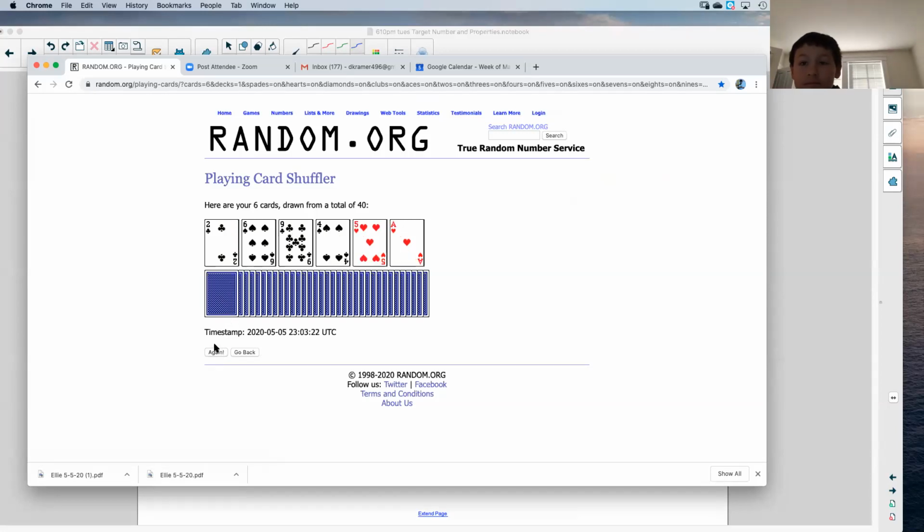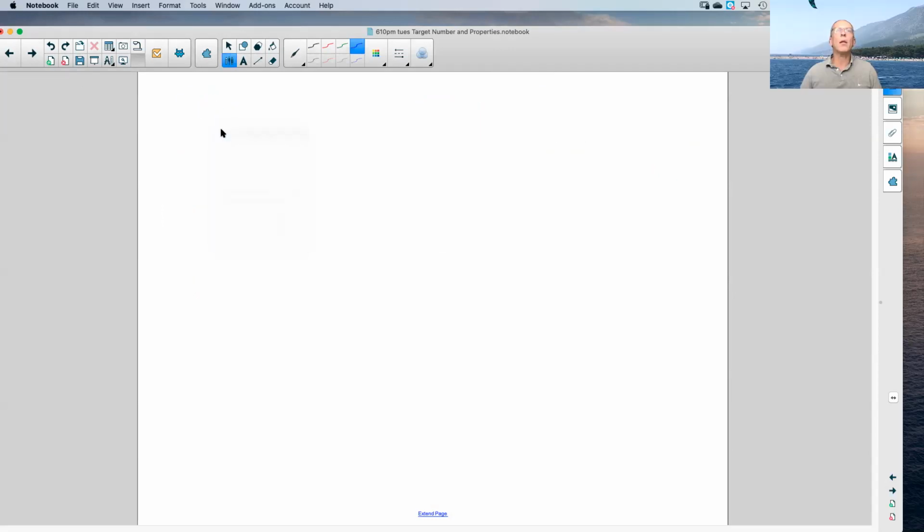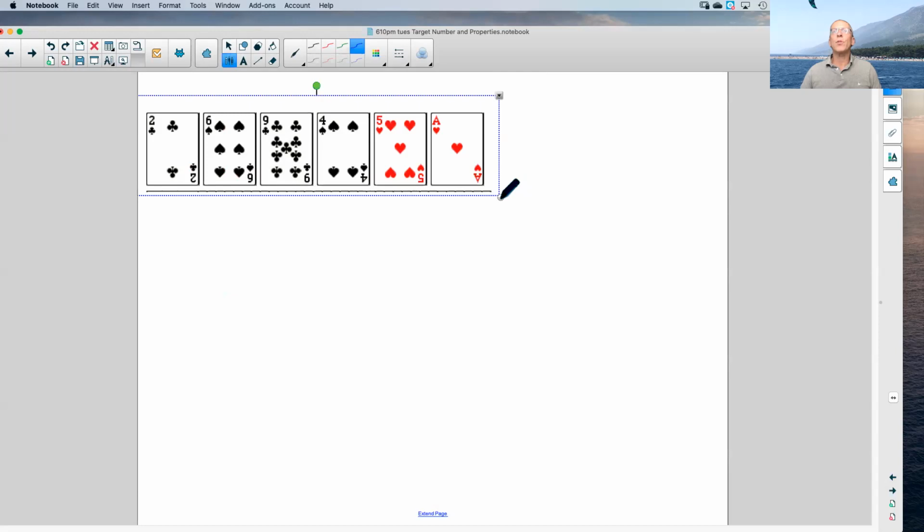Okay, can we do another one? Absolutely. Oh no, it's 1. Target number 1. Yay, fun. What is it now? Is the target number 1? The target number is 1. You kidding me? I am not kidding. So the target number is 1.